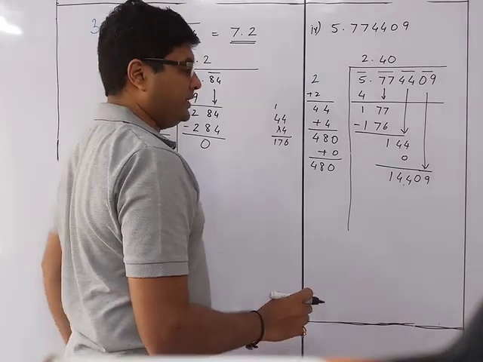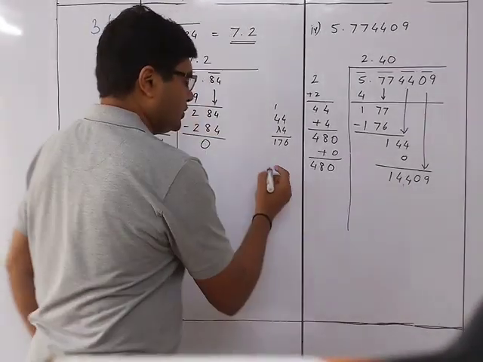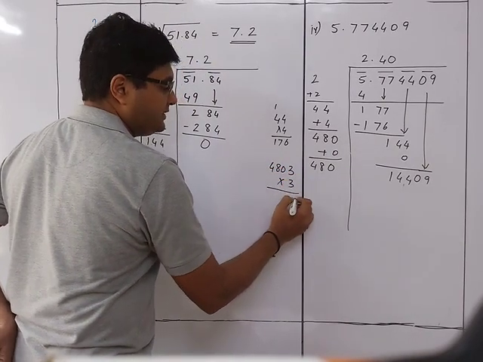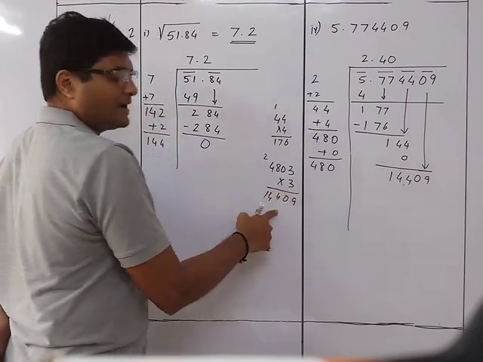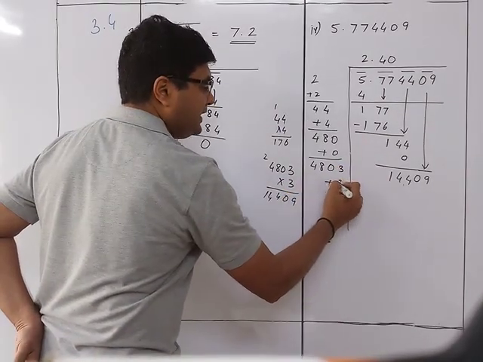I need one more decimal now. So this is 4 and this is 14. So 3 times can be tried. So it will be 4803 into 3. 3 3s are 9, 0, 24, 12, 14. So exactly 14409. So it is 3 plus 3.